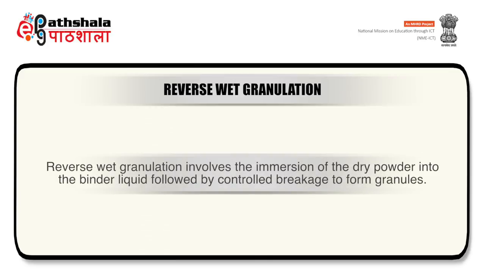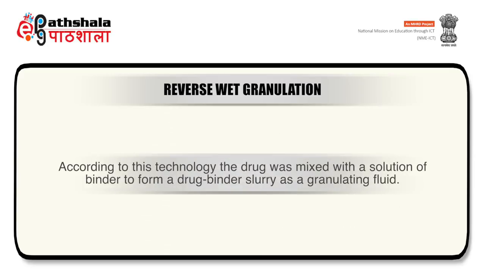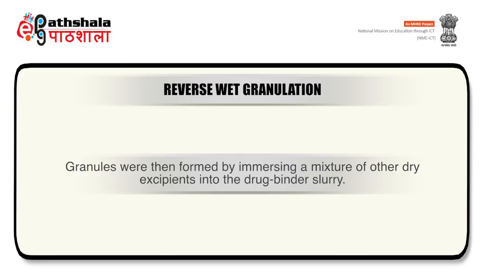Reverse wet granulation involves the immersion of the dry powder into the binder liquid, followed by controlled breakage to form granules. According to this technology, the drug was mixed with a solution of binder to form a drug binder slurry as a granulating fluid. Granules were then formed by immersing a mixture of other dry excipients into the drug binder slurry.